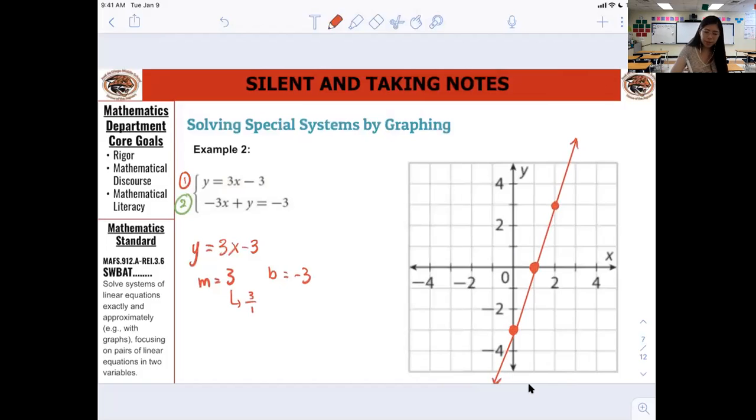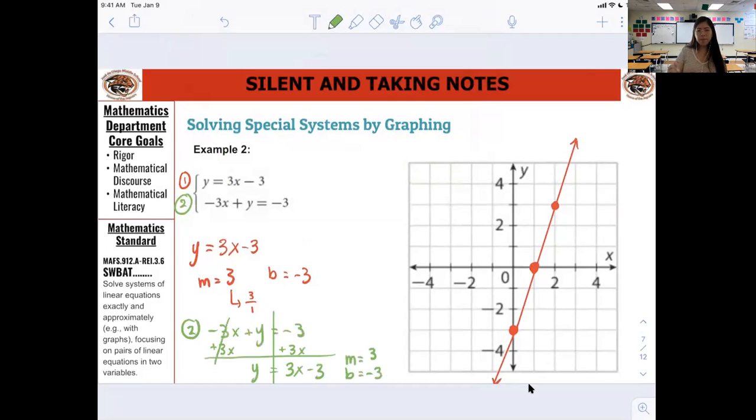Now, equation number 2, we have to move things around. -3x plus y equals -3. Who moves? -3x. Good. What should I do to it? Add 3x. We're going to add it to both sides. So what does that leave me with? y equals 3x -3. So what do we notice? Our slope is 3. Our b is -3.